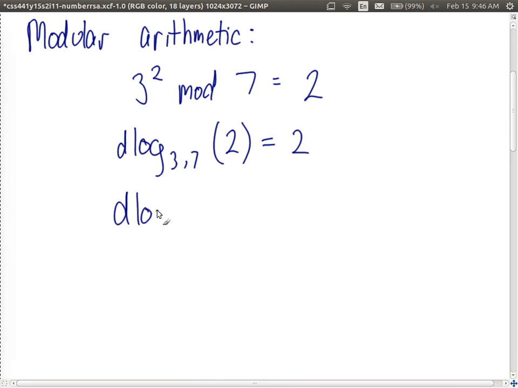What is the discrete log in base 3 mod 7 of 6? Find the answer.